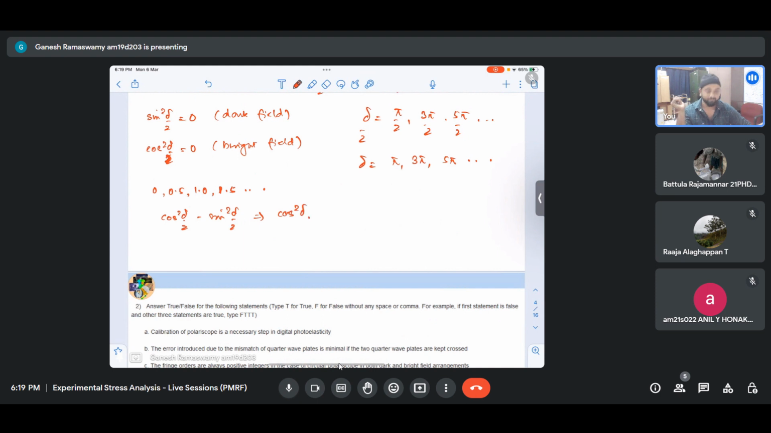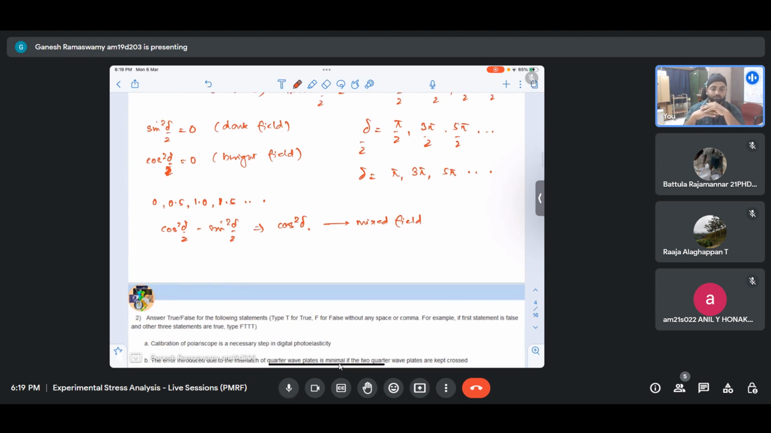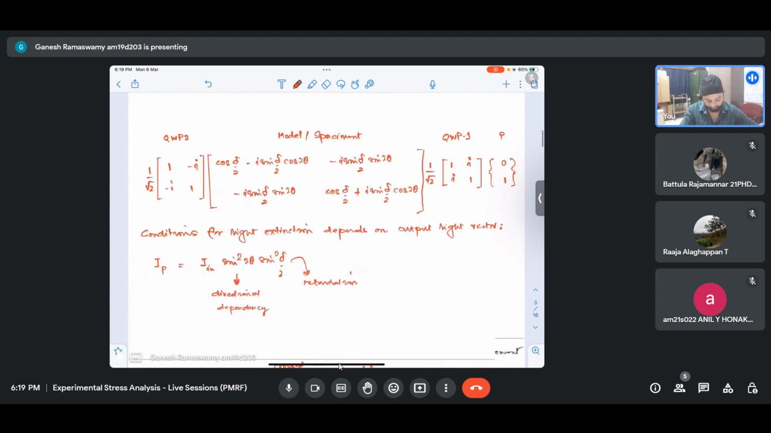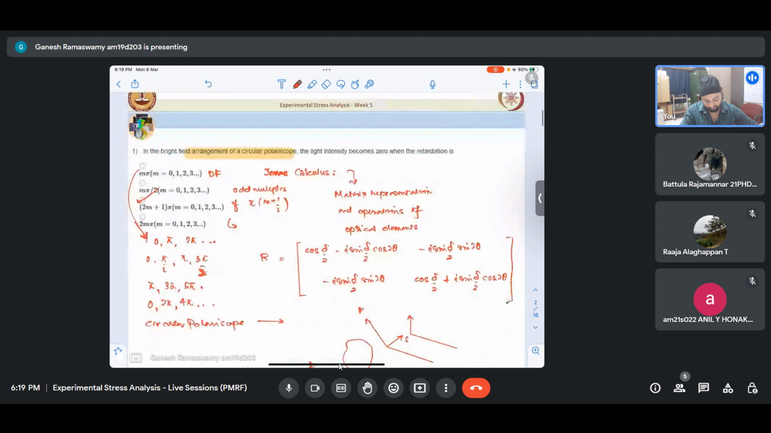So we will be able to get this by subtracting one image from the other, but the constraint is that the images should be exactly aligned. So during the course of taking one image and the other image, there shouldn't be any movement. Otherwise, it will not get exactly superimposed. So this is just some additional information I wanted to highlight. So essentially, we can see that in the bright field arrangement, the light intensity becomes 0 when retardation is 2m plus 1 multiples of pi.